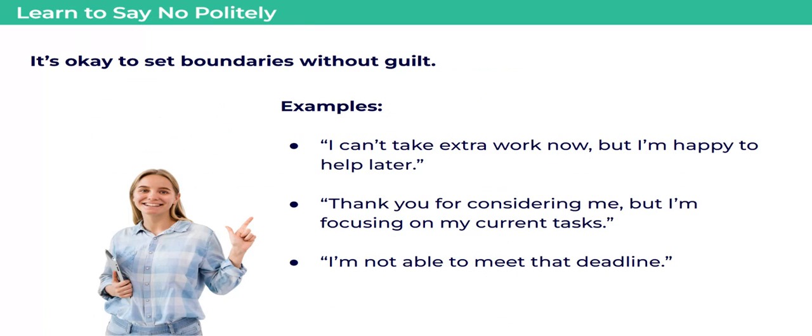Okay, well, let's think now about how to say no politely. Learn to say no politely. This creates assertive behavior. It's okay to set boundaries without guilt. I have some examples, of course. Here we go. I can't take extra work now, but I'm happy to help later.